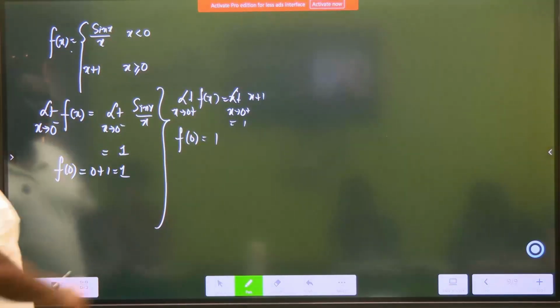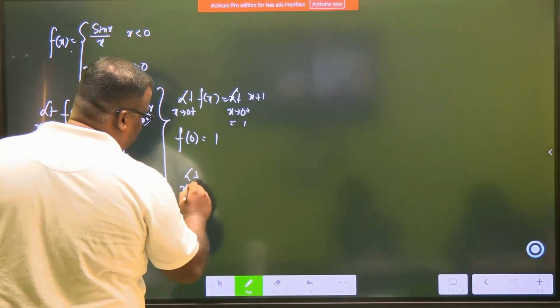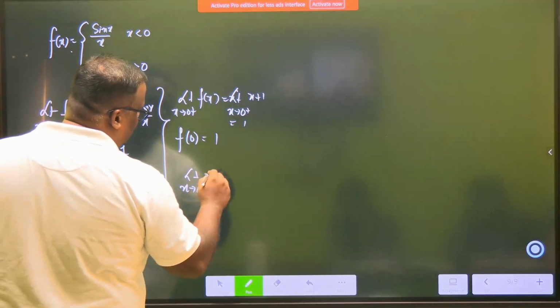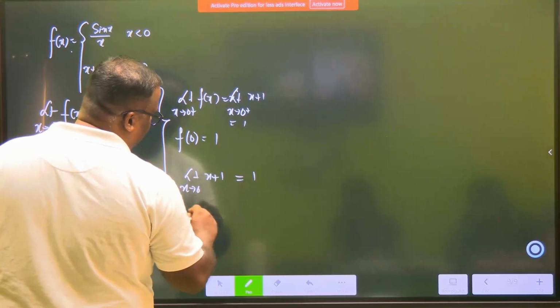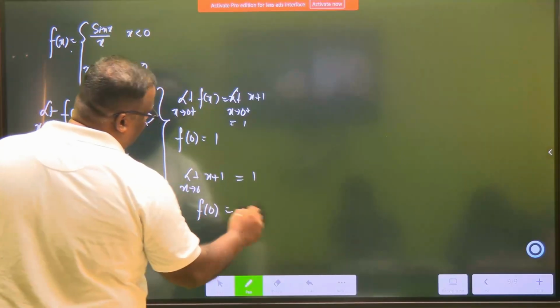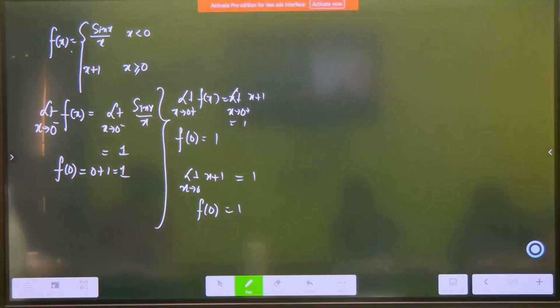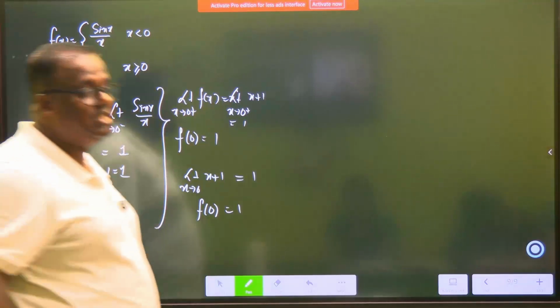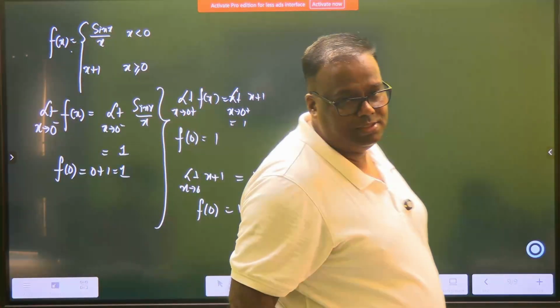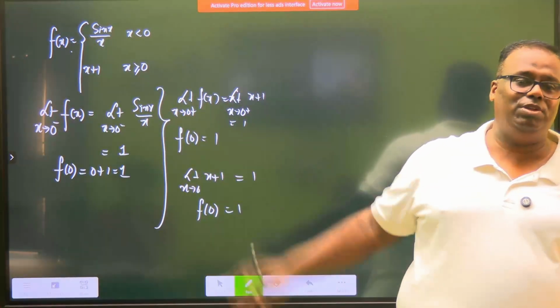And if you want to check limit x tends to 0, which function will you take? Still you will take x plus 1. This is also 1 and f of 0 is equal to 1. This whole function is continuous. But you can do it by taking the c way. I took it this way, but you should preferably do it by c.